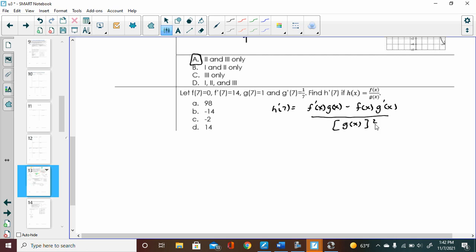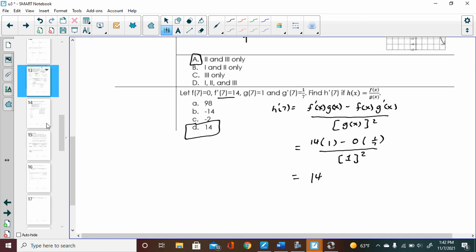Right? So we have all the values we need. f prime of 7 is 14 times g of x, which is 1, minus f of x, which is 0, times g prime of x, which is 1 over 7, over, let's see, 1 squared, and I get 14 as my answer. Easy stuff. It's just substituting. Let's look at the next number.